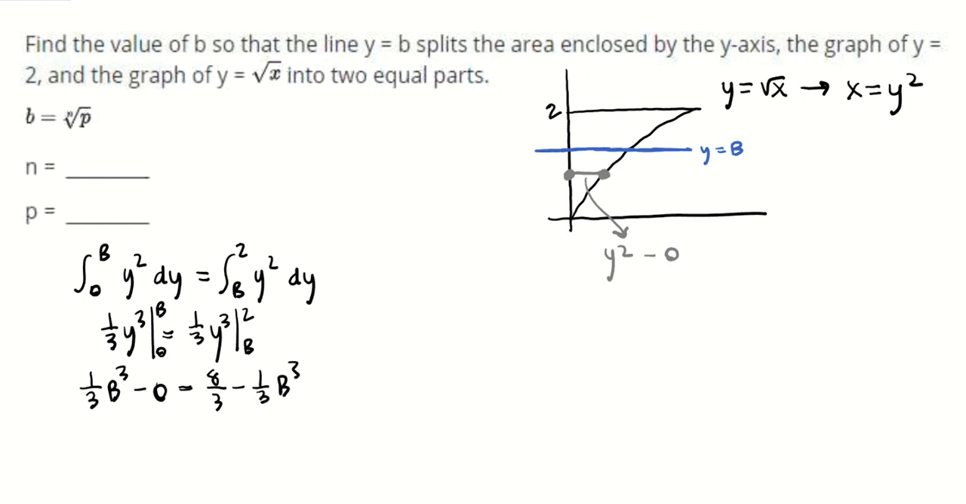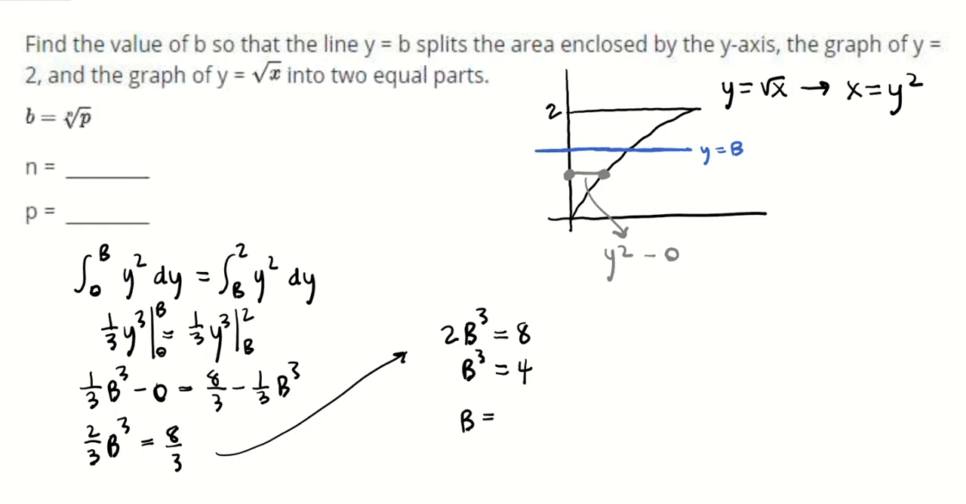Okay. So I'm going to add over that negative 1/3 b to the third right there and have 2/3 b to the third equals 8/3, which is telling me that 2b to the third equals 8 when I multiply both sides by 3. Divide both sides by 2. B to the third is going to be 4, and b is going to be the cube root of 4, meaning the n is 3 and the p is 4.